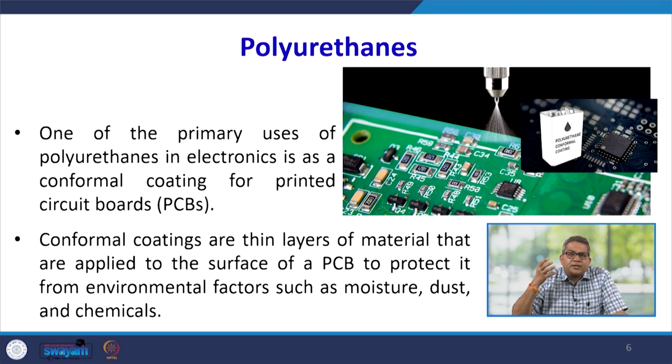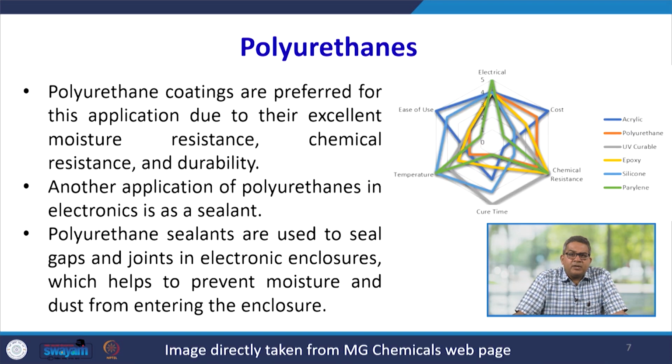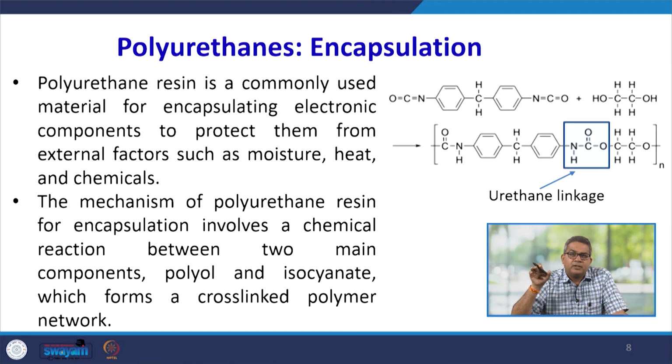Another thing is that polyurethane can be used in electronics applications like conformal coating of PCBs. These are thin layers of material applied to the surface of the printed circuit board to protect it from environmental factors like moisture, dust and chemicals. Polyurethanes are preferred in this application because of their excellent moisture resistance. They create a barrier between the moisture and the component in question. Polyurethane can also be used as a sealant, to seal gaps and joints in electronic enclosures. This helps to prevent moisture and dust.